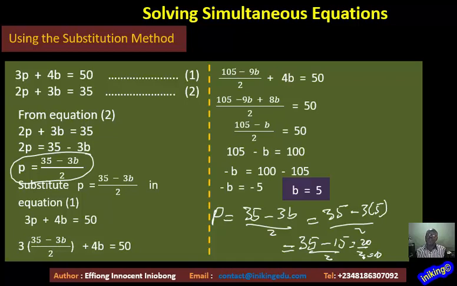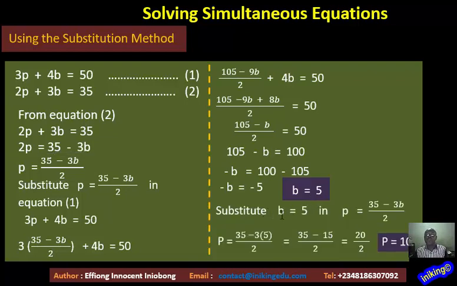Remember, the price of our pen then was 10 naira. And the notebook was 5 naira. So that's it again. Substitute b as 5 in this expression that we obtained for p. And then play around, substitute your 5 there. 35 minus 15, that gives us 20 over 2, which is p equals to 10. So that's it for that.